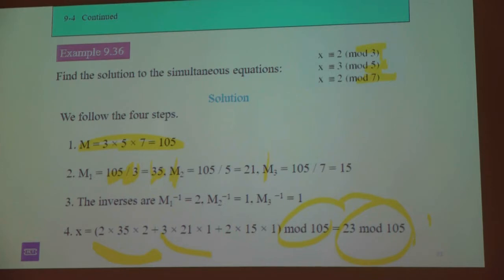And until you find x, what is the first thing you have to check? Before that, you have to check that the moduli are relatively prime. They are relatively prime. Then after that you have 4 steps. So step 0 is to make sure they're relatively prime, and then there are 4 steps. Simple?